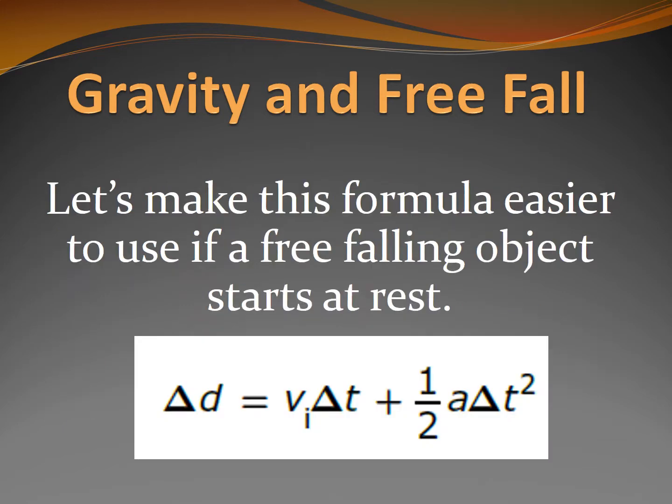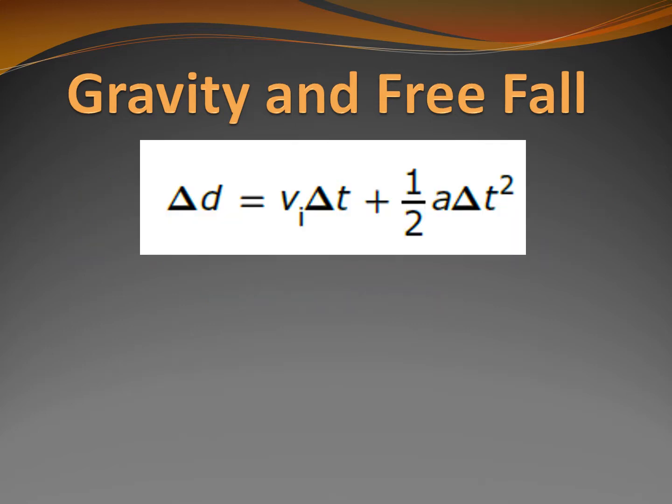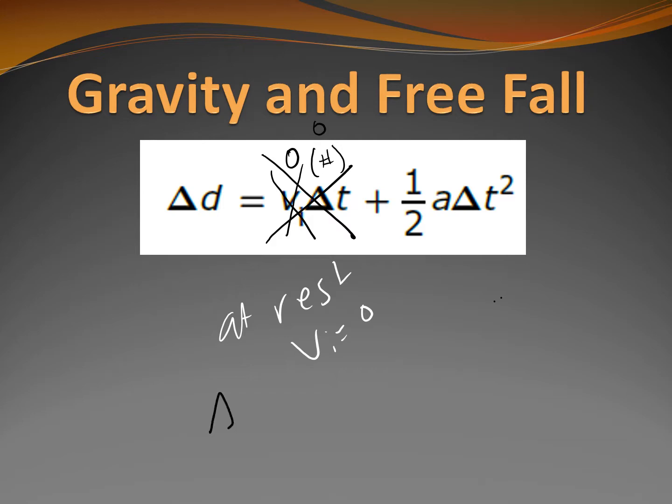So let's make this formula easier to use if a free-falling object is at rest. If you're at rest, that means my initial velocity is 0. That means that on this equation I can cross this out. And so anything, 0 times anything, this could be any number, is going to be 0. So that's why I can cross all of this out. And so I'm left with d equals 1/2 a t squared.